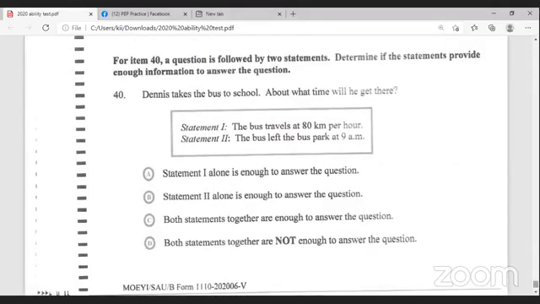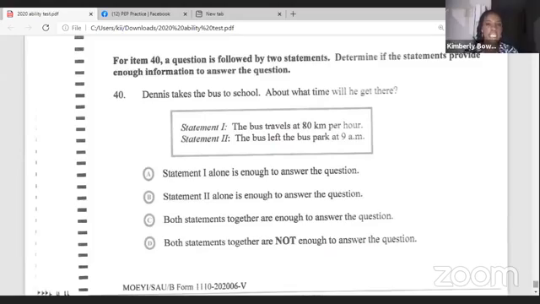Dennis takes the bus to school. About what time will he get there? Statement 1 says the bus travels at 70 kilometers per hour. And statement 2 says the bus left the park at 9 a.m. The answer choices: statement 1 alone is enough to answer the question. Statement 2 alone is enough. Both statements together are enough. Both statements together are not enough. Let's look at the answer.